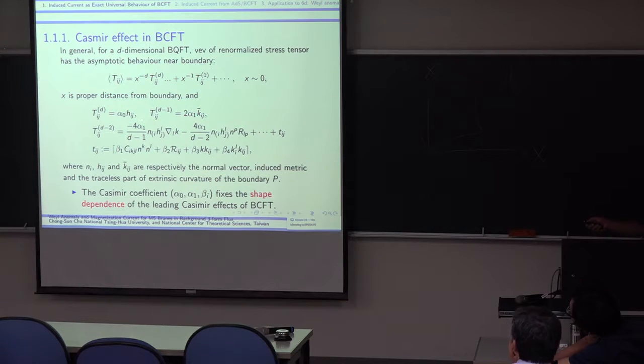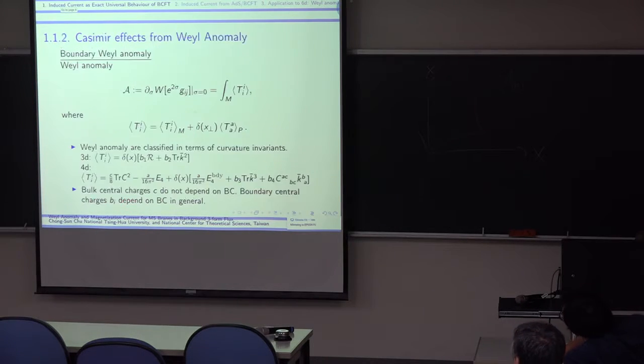These coefficients are the physical data of the theory. The other part is the geometry of the surface. So here you have alpha 0, alpha 1, and then some beta for different geometric structures. This fixes the shape dependence of the leading Casimir effect. You can call these the Casimir coefficients, for example.